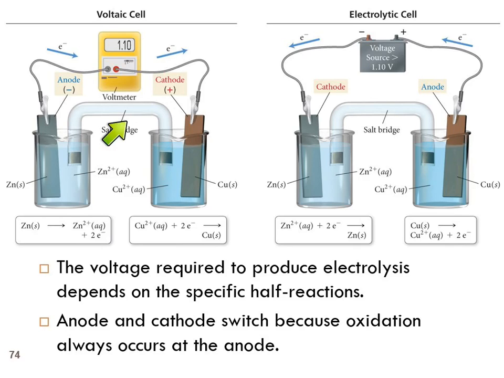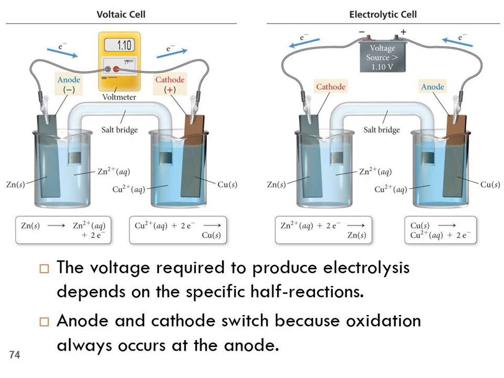So here is a comparison between a voltaic cell and an electrolytic cell. In the voltaic cell, the current flows spontaneously. Here we have the oxidation of zinc and the reduction of copper. In the electrolytic cell, we are using an external power supply and forcing the electrons to move in the opposite direction. So now we're taking zinc ions and reducing them, and we're oxidizing the copper to Cu2+.